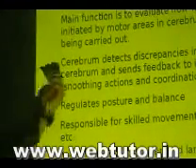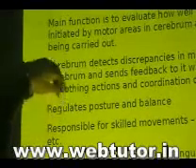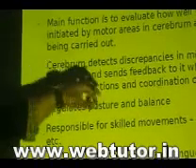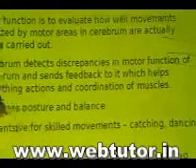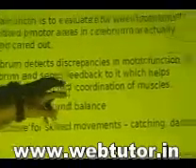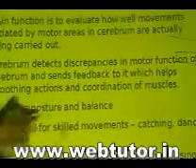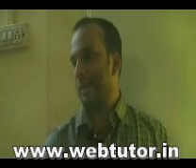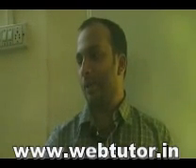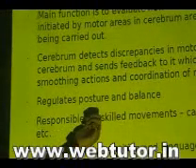It's the cerebellum which detects discrepancies in motor function of the cerebrum and sends feedback to it, which helps smoothing action and coordination of muscles. So your cerebellum gets input from your cerebrum and also from the various proprioceptors and other senses inside your body, and then it coordinates. It checks whether all the movements are going properly or not. It regulates posture and balance.